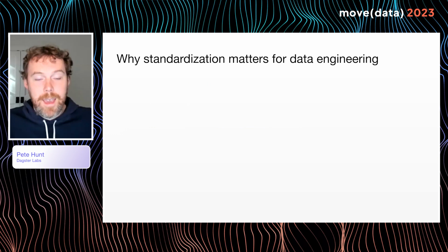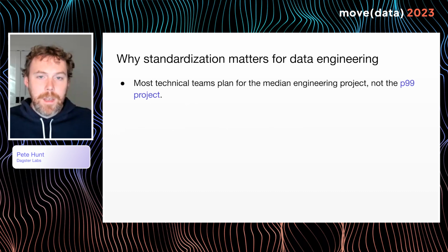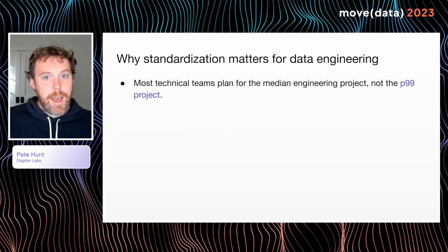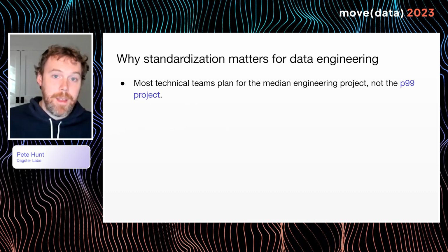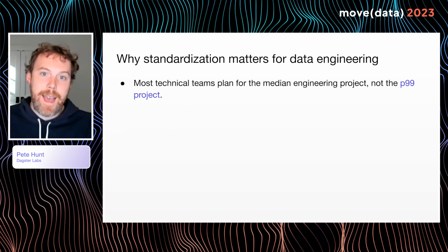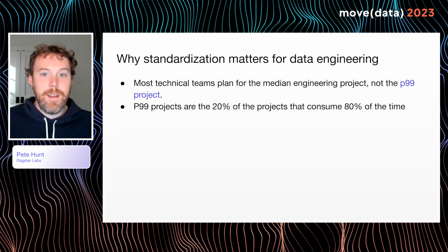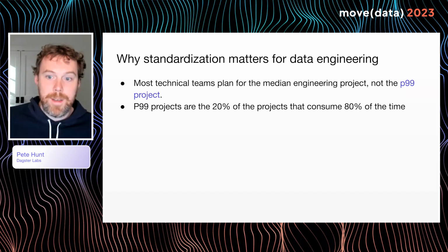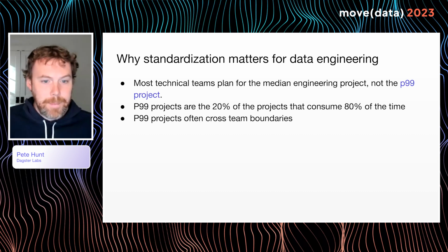So kicking things off with why standardization actually matters in this domain. When engineers plan for the future, I think they make a really common mistake. They plan for the median engineering project, so the 50% chance, the majority of projects that take the average amount of time, but they don't plan for what I like to call a P99 project. These are the 20% of projects or fewer. In the case of P99, it's actually 1%, but the 20% of projects that consume 80% of the resources and add 80% of the risk.